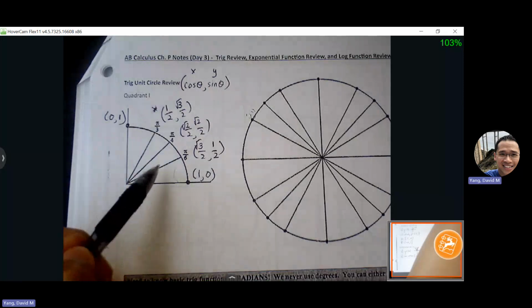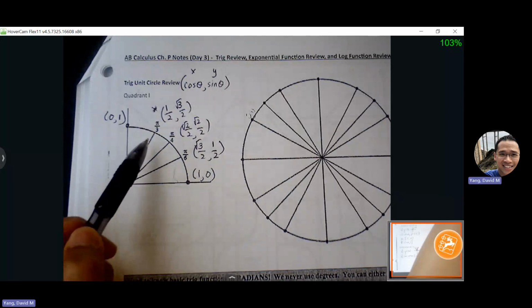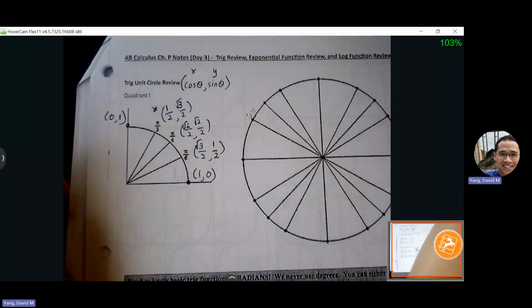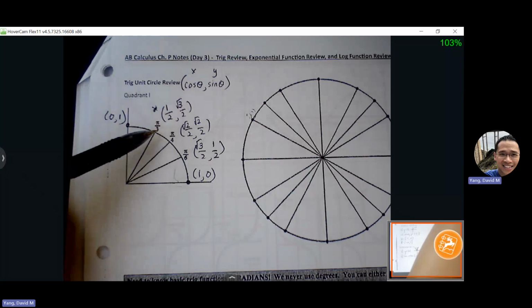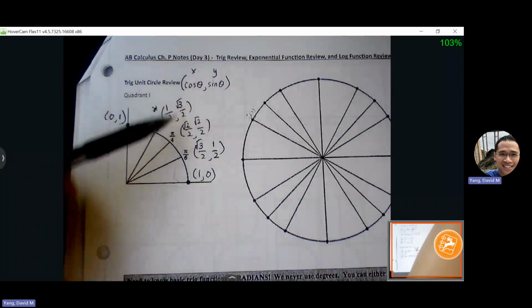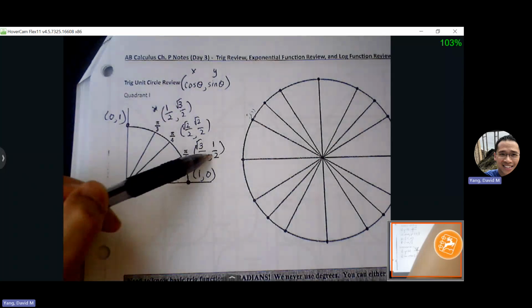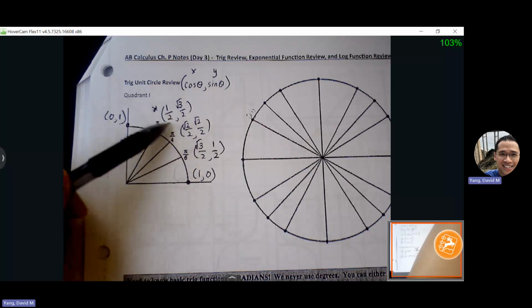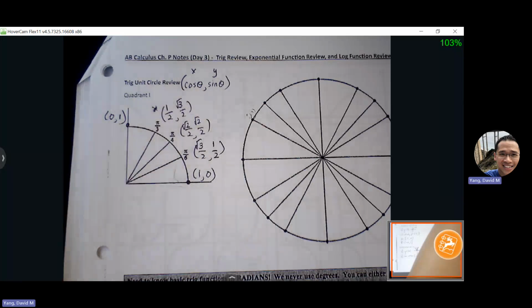With this first quadrant, we can find cosine and sine and also all the remaining trig values. For instance, cosine of pi over 3 is 1/2. Sine of pi over 6 is 1/2. Cosine of pi over 6 is square root of 3 over 2. So any x value is referencing cosine, and any of the y values is referencing sine.